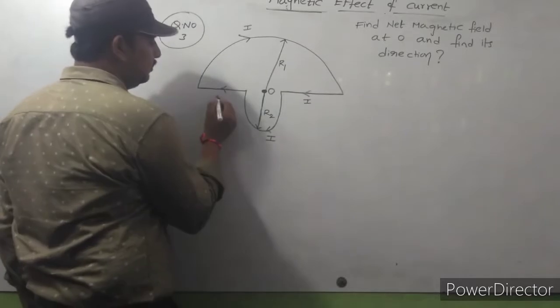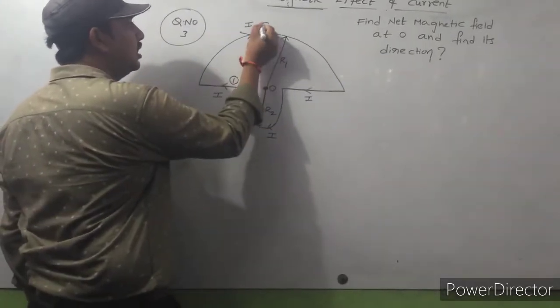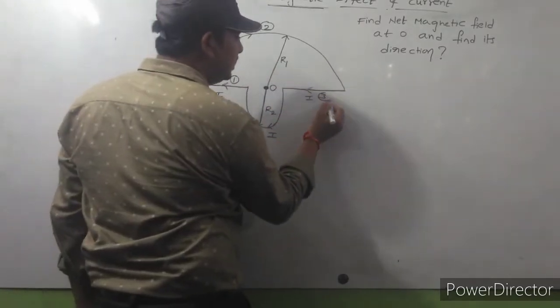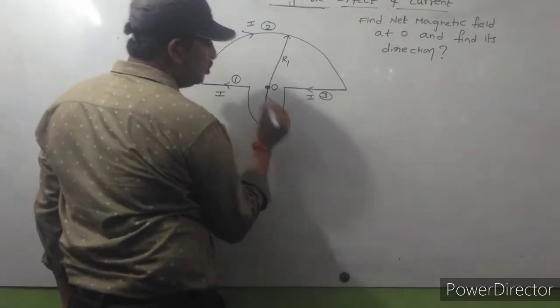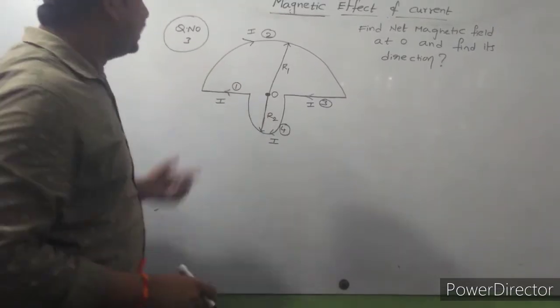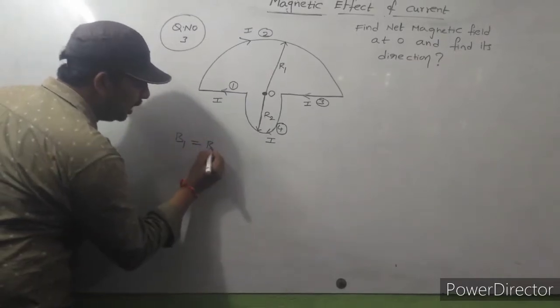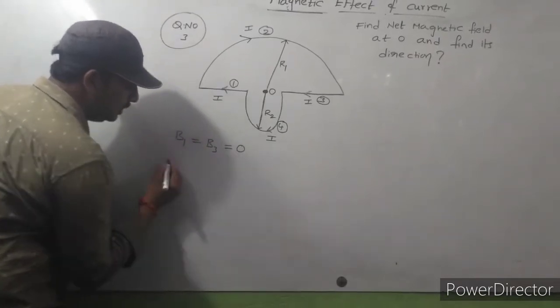So observe carefully. This is part 1, I consider. This is a semicircular arc, part 2, I consider. This is 3. This is 4. This total diagram I divided into 4 parts. The magnetic field due to part 1 is equal to the magnetic field due to part 3, which is equal to 0.